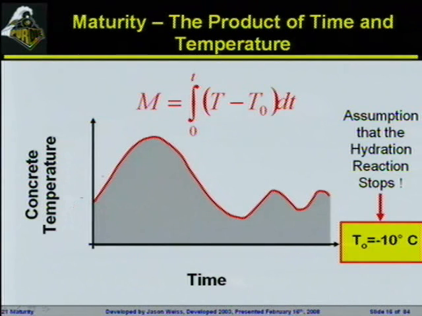And then what you can see is we are going to take the product of time and temperature. Here we're going to integrate the temperature, the difference between whatever temperature we're measuring minus the datum temperature. We're going to integrate that with respect to time, and at any point along here, we could calculate out what the maturity is. So maturity is simply the area under the time temperature graph.